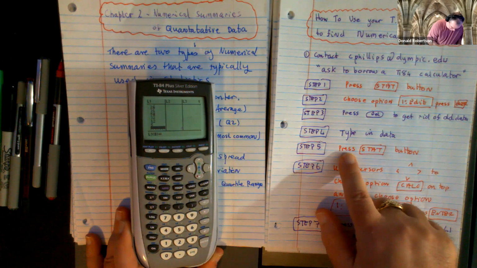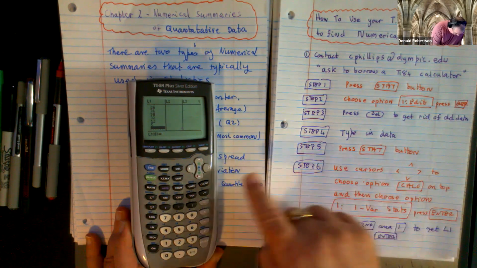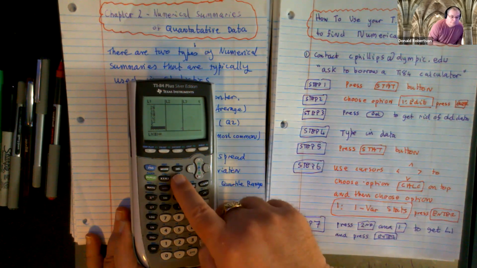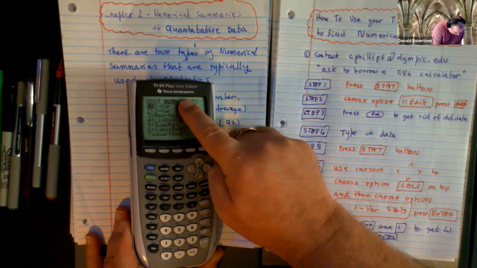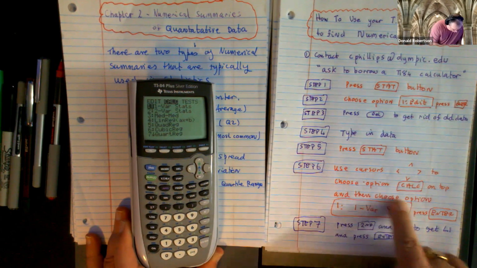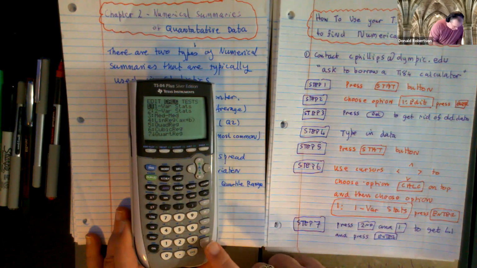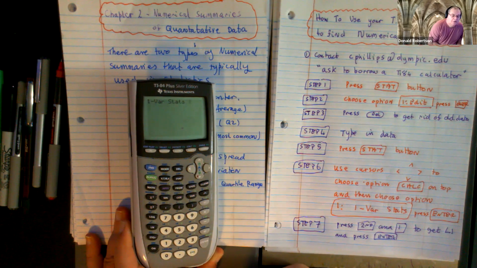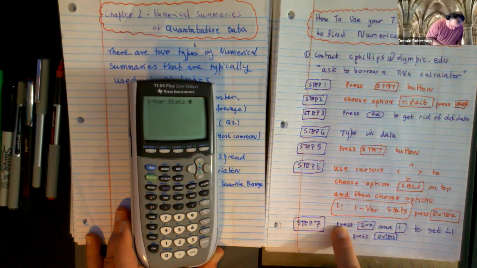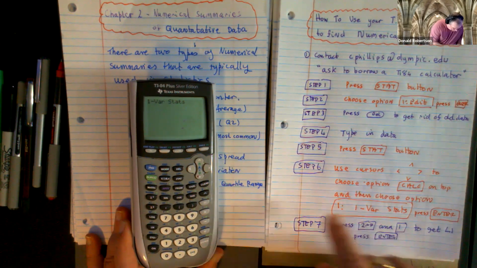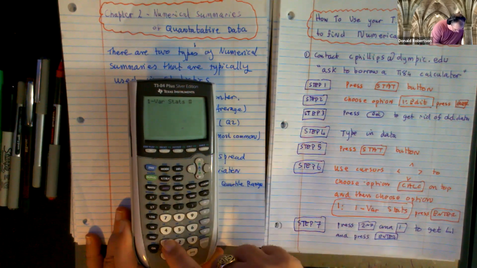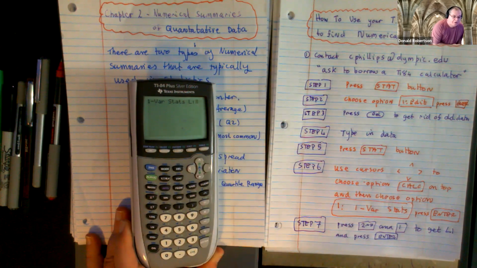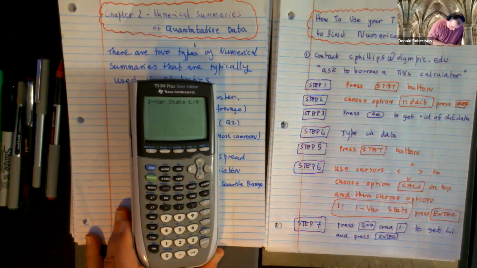Type in the data. Now, step 5, press the STAT button again. Use the cursors to move over to Calc, and then choose option 1, which is 1-Var Stats, and press enter again. Press the second button and 1. What that does is it puts an L1 there, because my data was stored in L1, and then you press enter, and it's done.